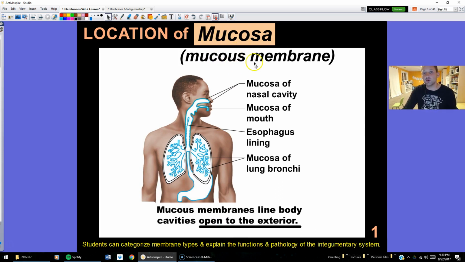A couple of things I would write down, guys. Mucosa is the same thing as a mucous membrane. I just use mucosa. I don't say mucosa membrane. I say mucosa or mucous membrane. Where can it be found? It's always in the open body cavities. So nasal body cavity, oral body cavity, digestive body cavity, all of those. Anything open to the exterior needs mucus for protection.